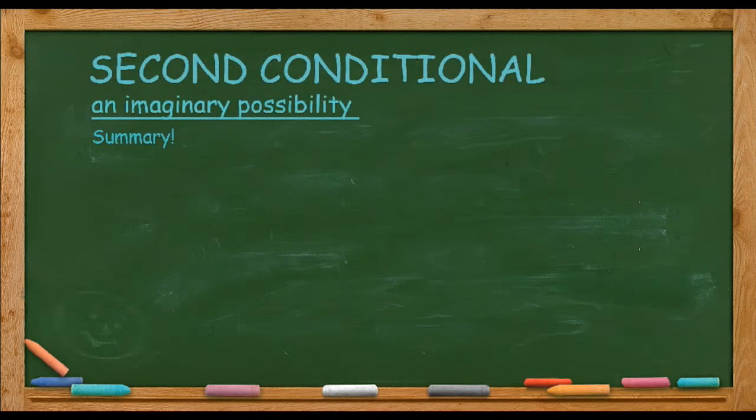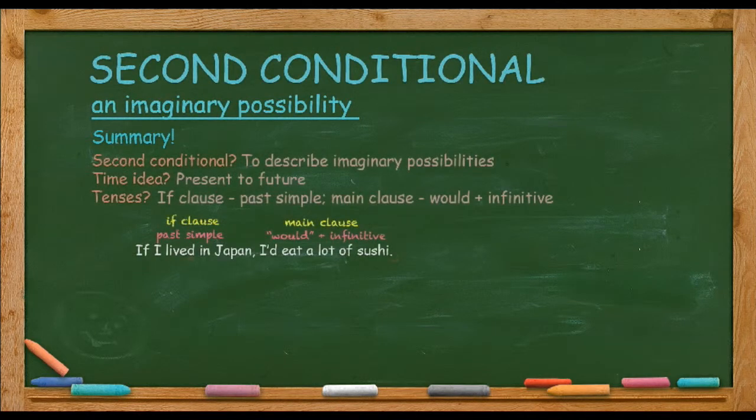Okay, I'm going to summarize the lesson now. You use a second conditional to describe imaginary possibilities. The time idea is between the present and the future. And the tenses. In the if clause, you should use the past simple. In the main clause, would plus infinitive.